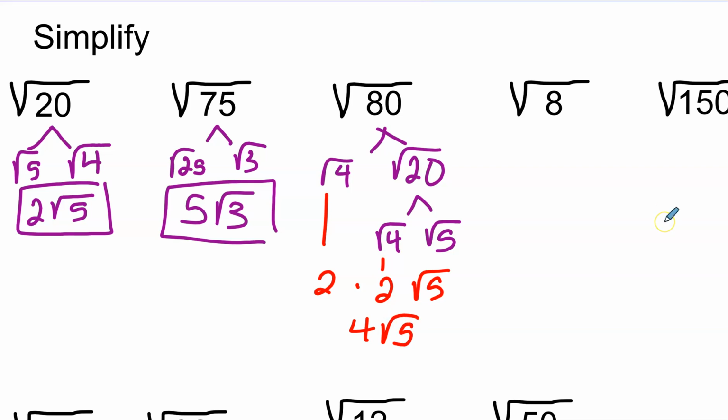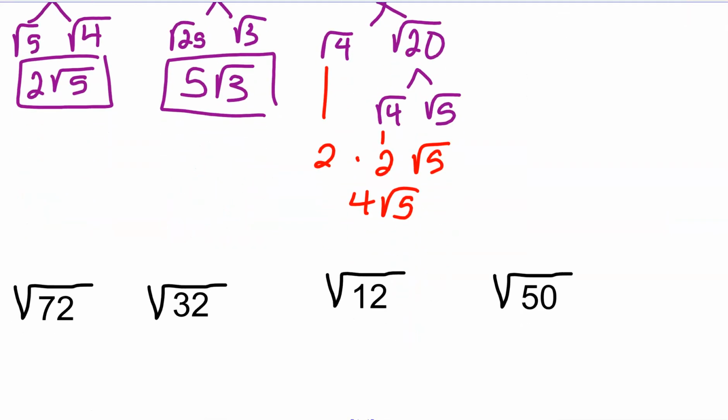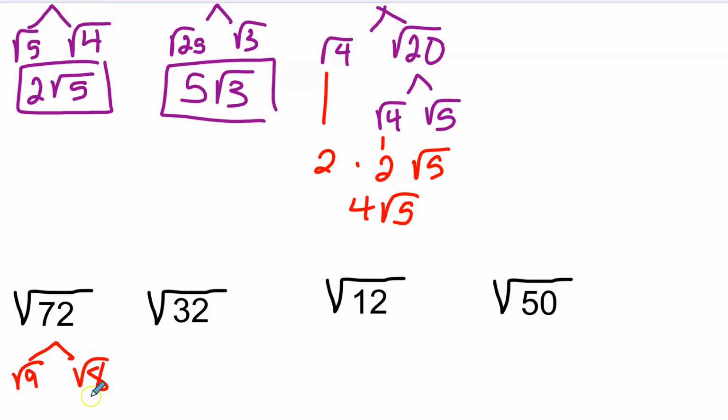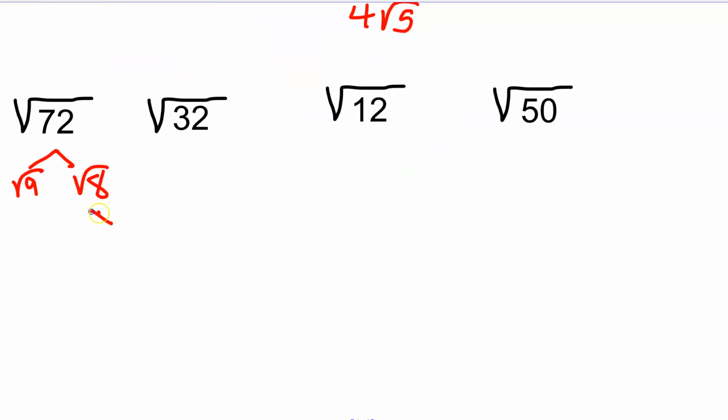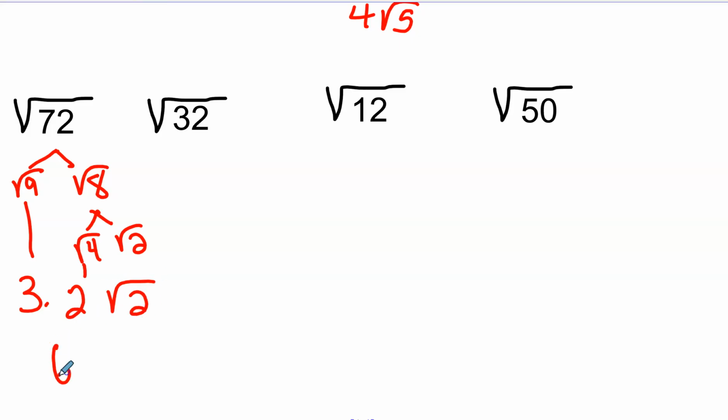And you can keep going here. I might do a couple more. Maybe I'm going to have you do the rest of these though. 72 is the square root of 9 times the square root of 8. And then the square root of 8 is the square root of 4 and the square root of 2. So the square root of 9 is 3. The square root of 4 is 2. Square root of 2, so that's 6 the square root of 2. So you're going to finish these other ones just for practice.